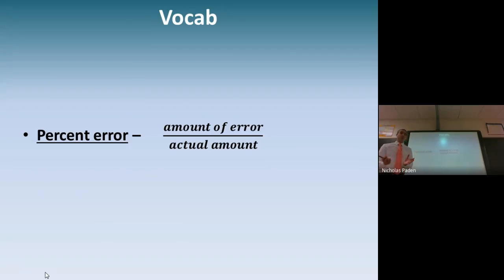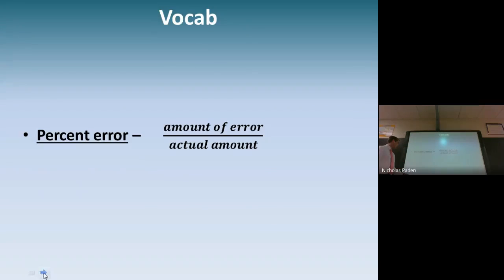The reason why we would find percent error is because maybe we're doing a science experiment and it says this is what it should be, and then we do the experiment and this is what we get. We want to see how far off we are. And so by finding the percent error, we're able to say, okay, what's the actual amount? What should it have been? That's what's going to go on bottom. That's what we're comparing everything to. And so we'll still find the amount of error the same way by subtracting what happened minus what should have happened, and then dividing that by the actual amount, which is what should have happened.